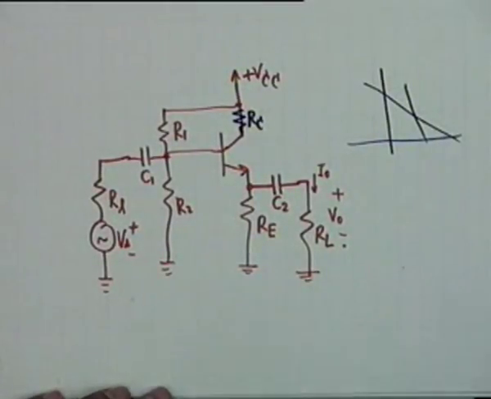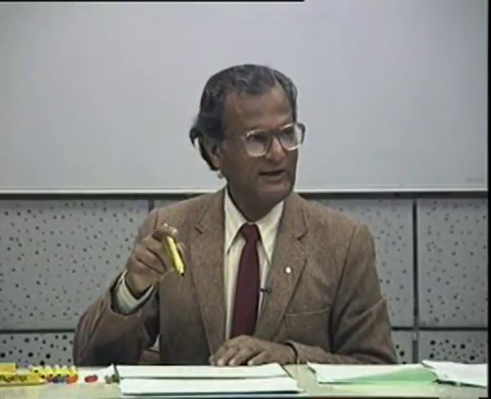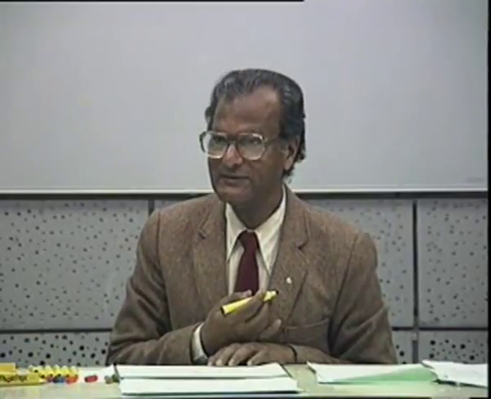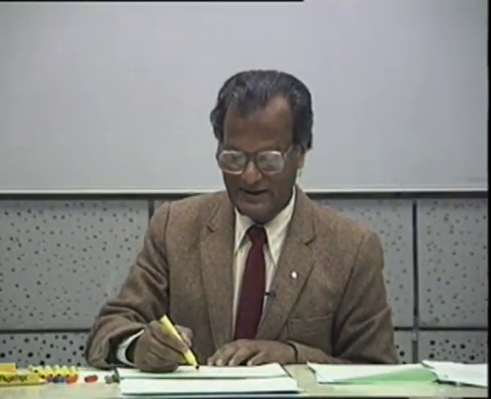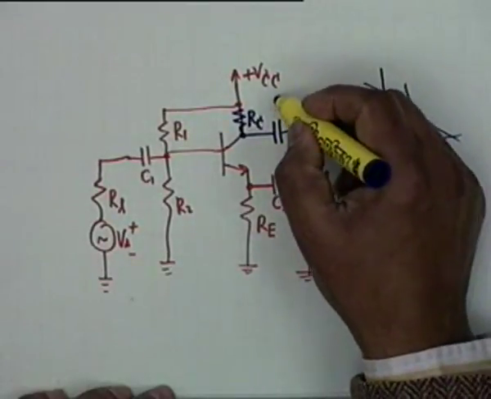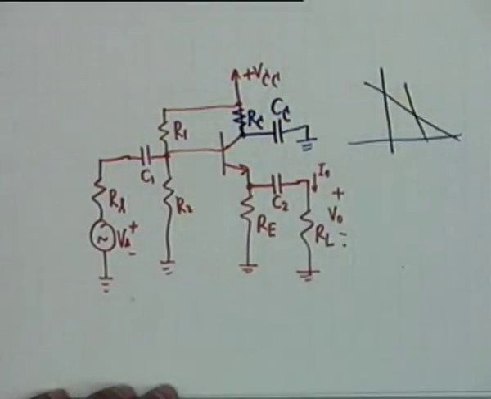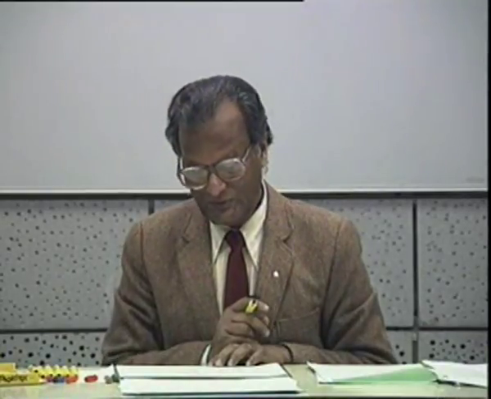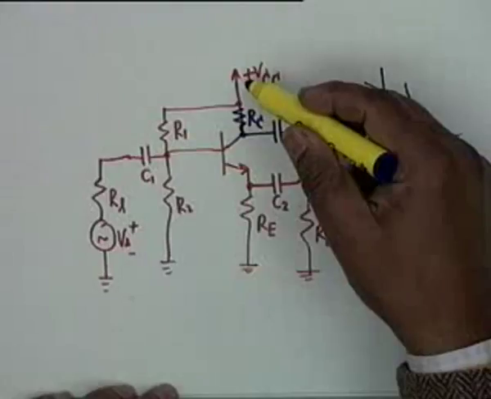But in order that R sub C does not affect the AC operation, I bypass it. Where do I connect a capacitor? Across RC, or from collector to ground. I shall call this C sub C, the collector bypass. Does it matter whether the capacitance is between this emitter and VCC? Emitter and VCC.